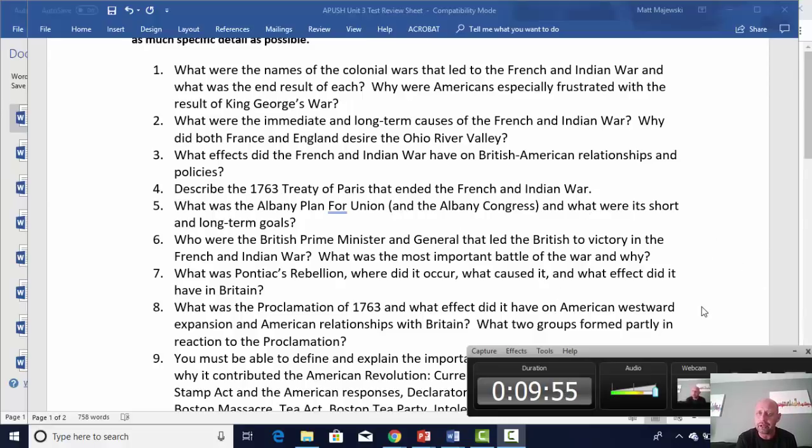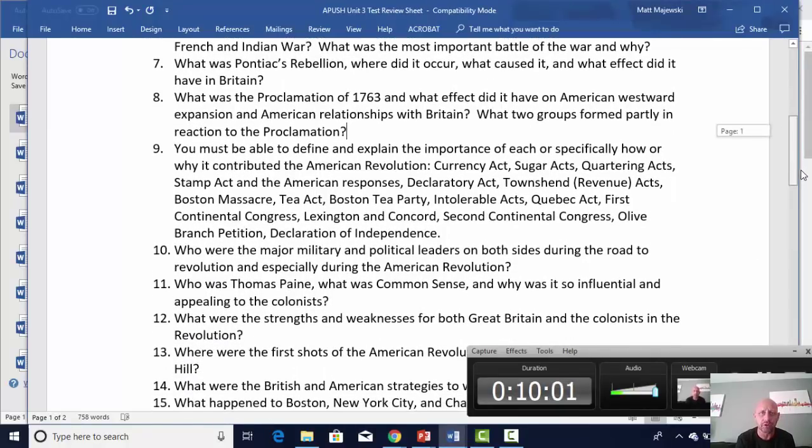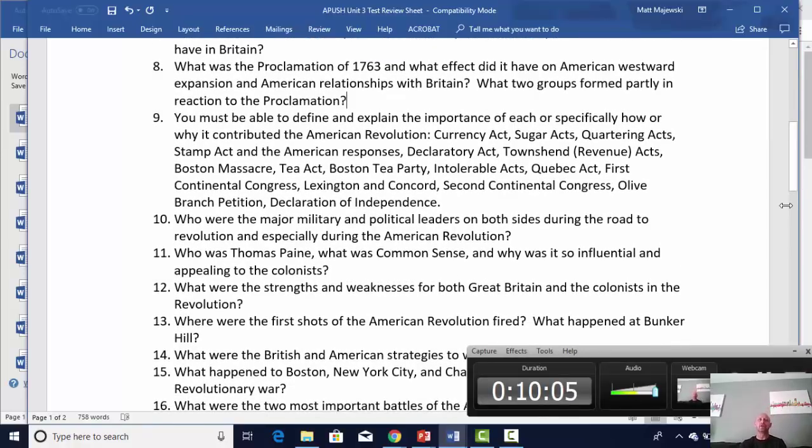policy. Number 9, you must be able to define and explain the importance of each of the following and how it contributed to the American Revolution. My goodness, there's a laundry list here. Let's get to the Currency Act.